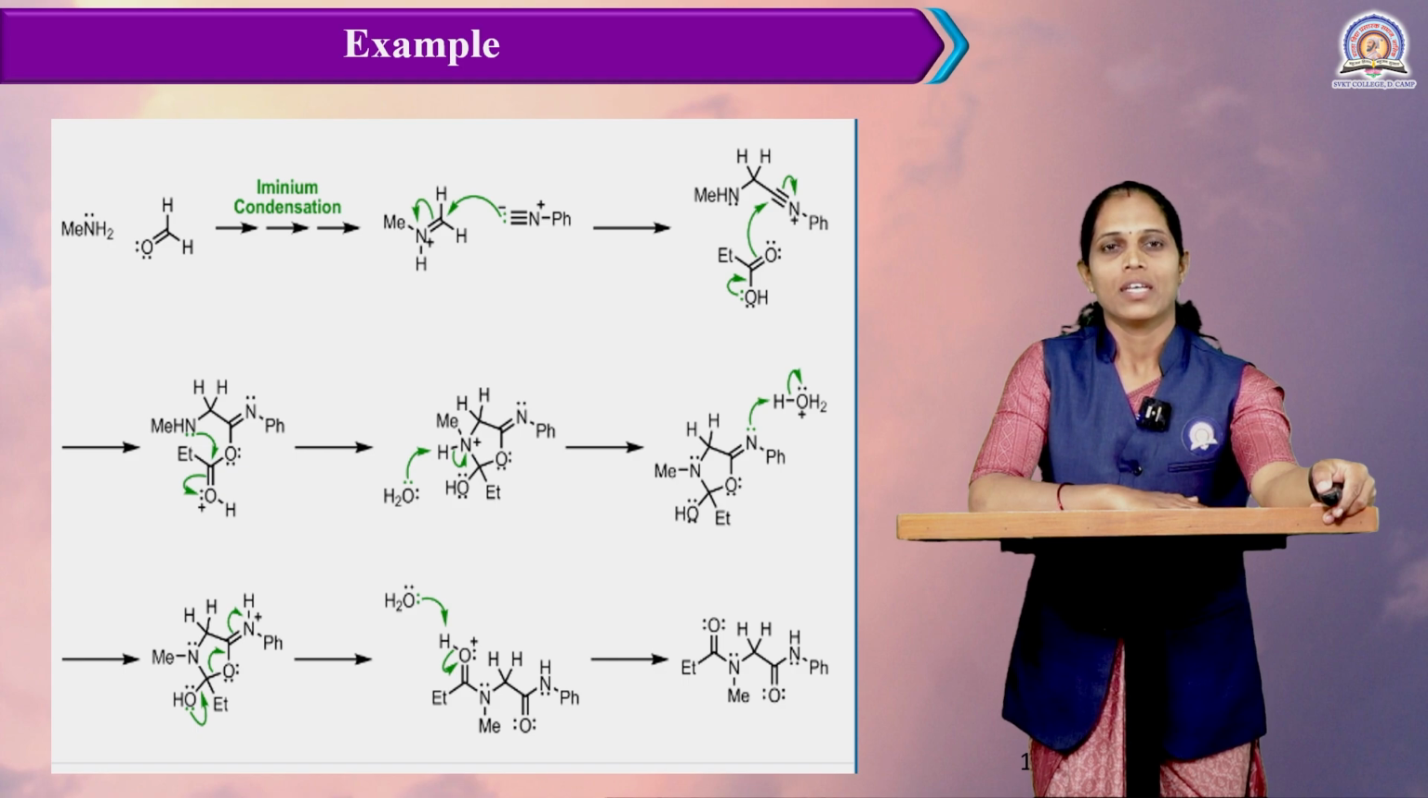Now here is an example related to the Ugi reaction. The aldehyde when reacted with an amine yields imine, and the imine is converted to the iminium ion. Now this iminium ion undergoes further nucleophilic addition of an isocyanide to get the intermediate, and this intermediate then reacts with the nucleophilic addition of a carboxylic acid anion, after which further steps follow to get a bis amide or alpha amino amide as a major product.